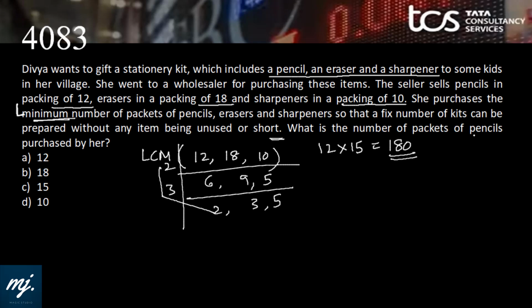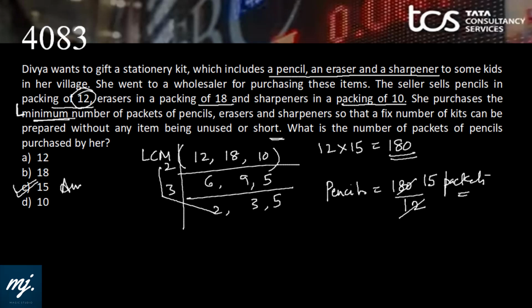What is the number of packets of pencils purchased by her? The seller sells pencils in packing of 12. That means the number of packets of pencils purchased by her is 180 divided by 12, that is 15 packets. She will purchase 180 pieces of each item. That means she would be purchasing 15 packets of pencils. Option C fits in.